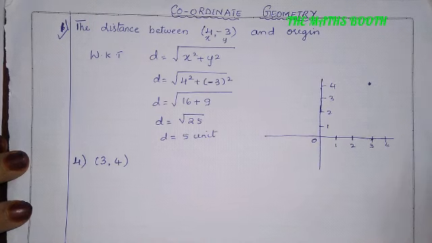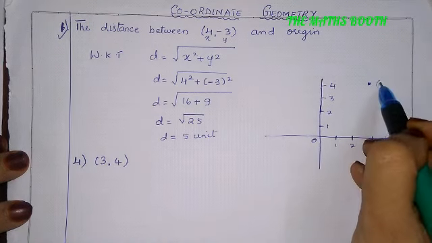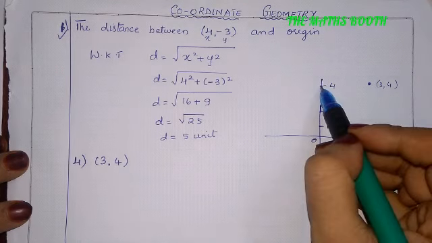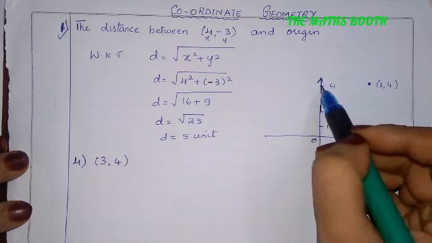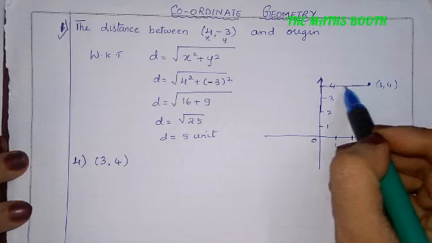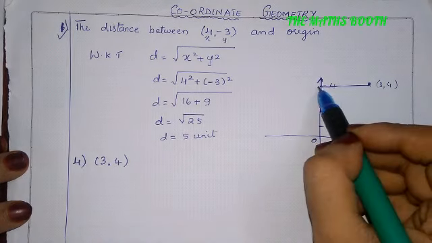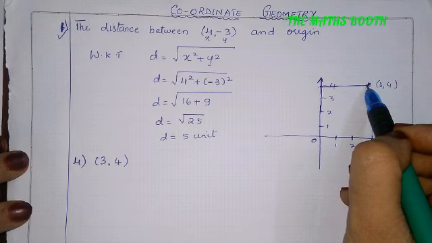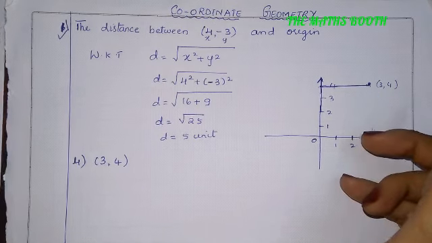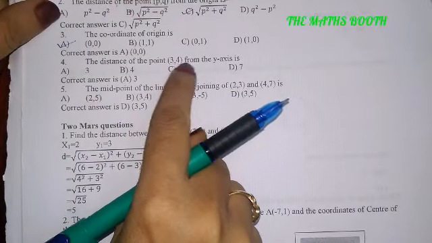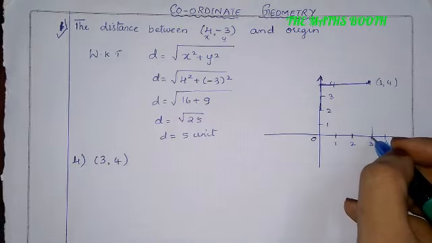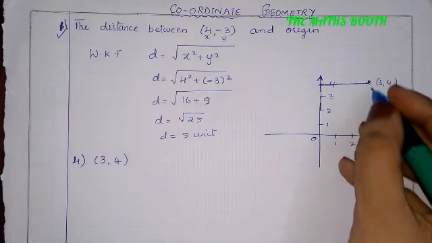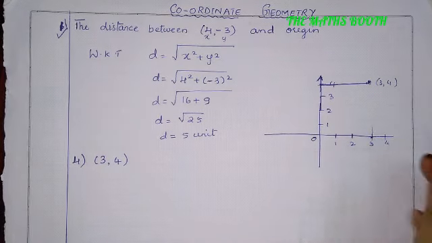Now what they are asking, the distance of the point 3, 4 from y axis. This is the y axis, from here till the point the distance is 3 unit. You can see here that this distance is 3 unit. So the answer is 3. If they would have asked from x axis, the distance will be 4.